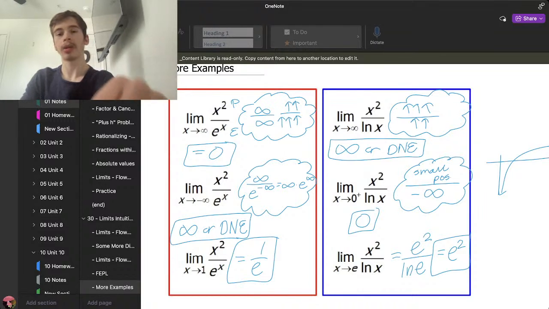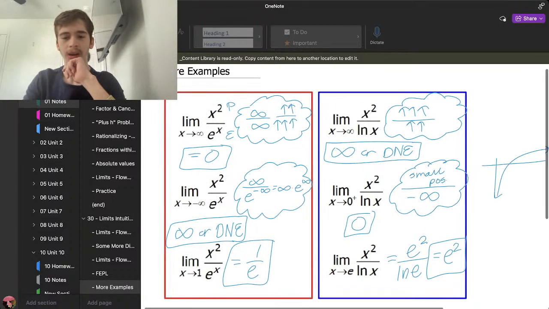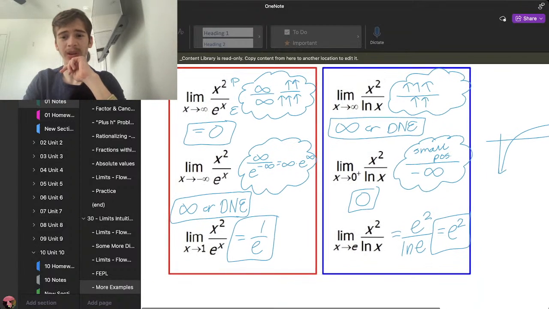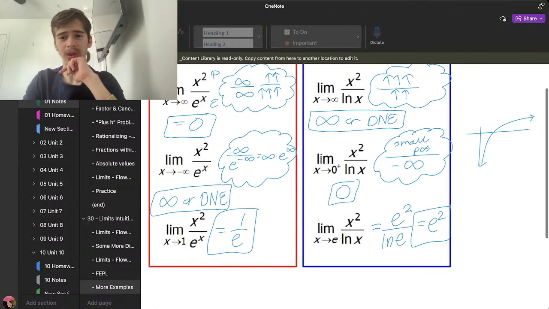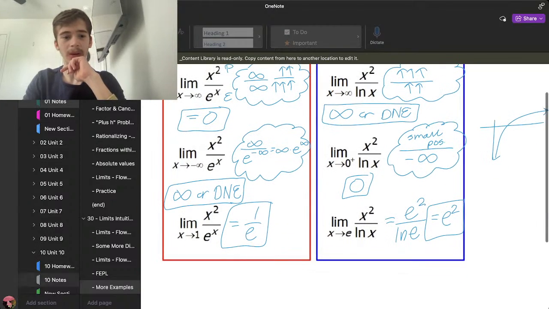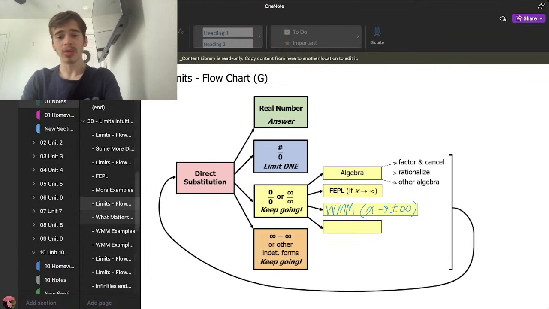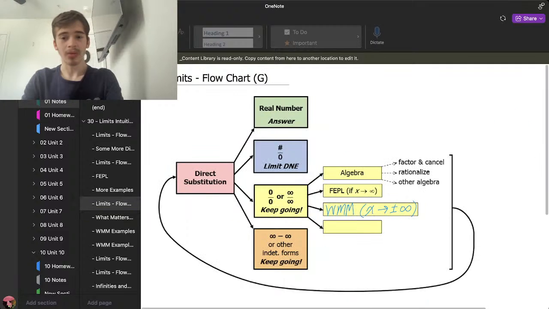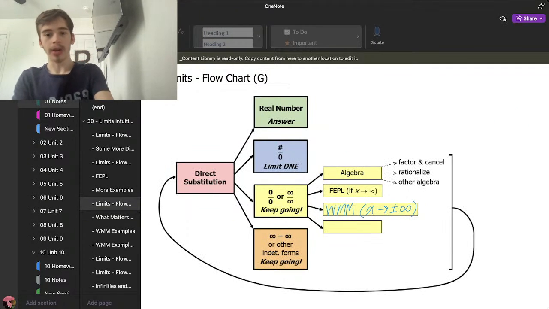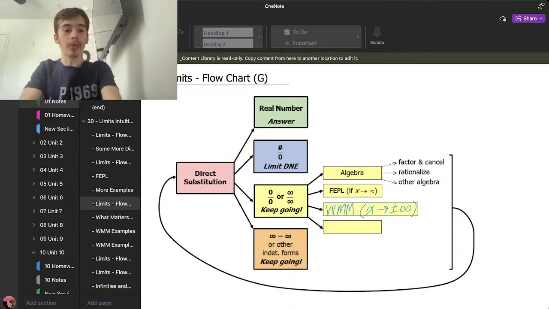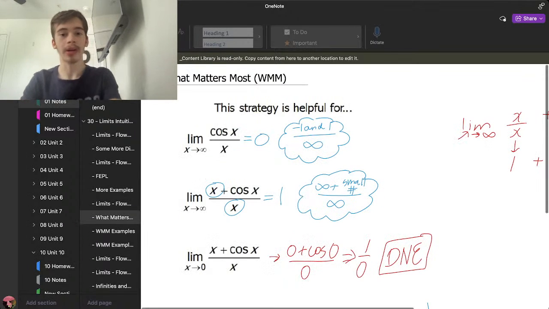So yeah, x squared increases faster than the log, so it'll be DNE. And for one-sided limits, I guess this one you just have to visualize it sort of, but it'll be 0. So yeah, limits, I mean, it's not bad, just know your FEPL. Flowchart, there's also what matters most. That's also convenient. So key thing, FEPL is for when x is approaching infinity, whereas what matters most can be used for both as x approaches positive and negative infinity.